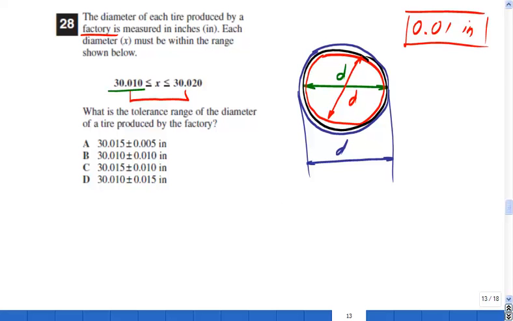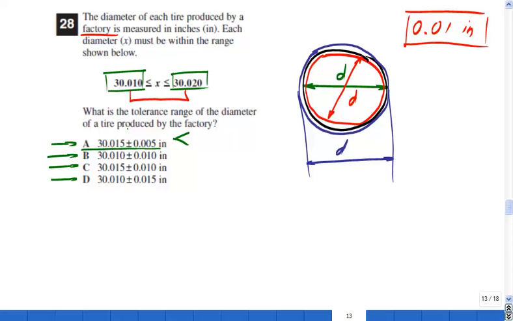So how can you answer this problem? Well, you're looking at your answers, A, B, C, and D, and you're trying to find for which one of these answers your diameter is going to be in this interval: no less than 30.01 inches, and no greater than 30.02 inches. Well, the easy way is to just look at what each one of these tolerance ranges is equal to.